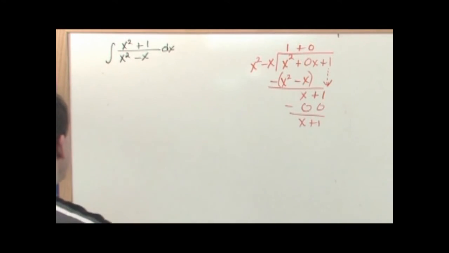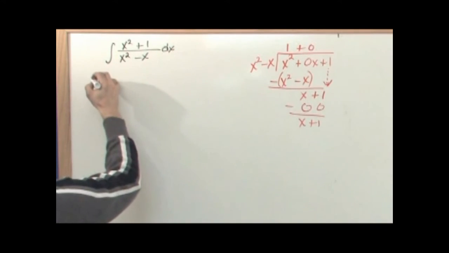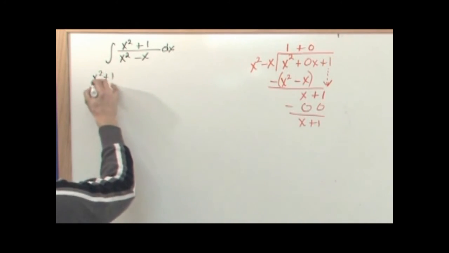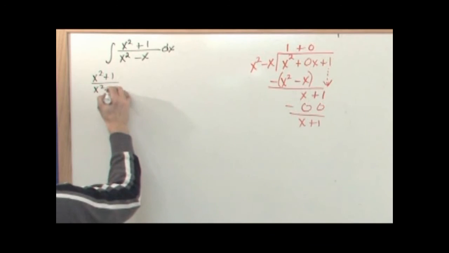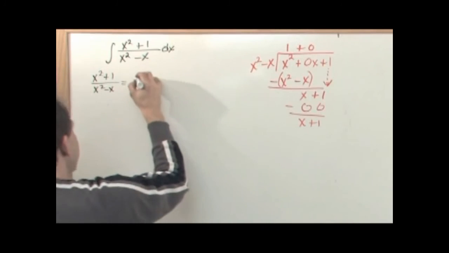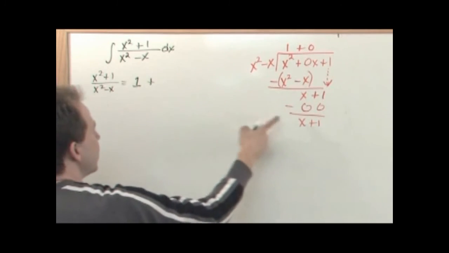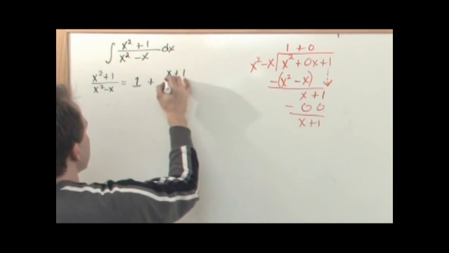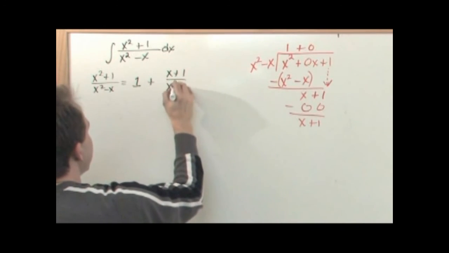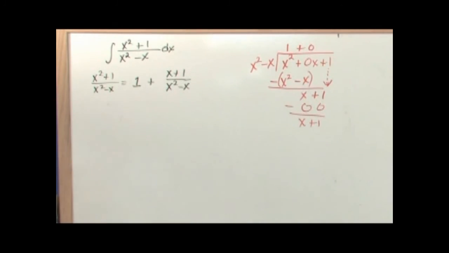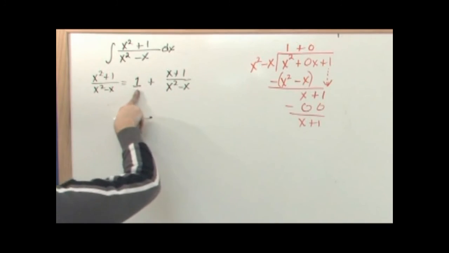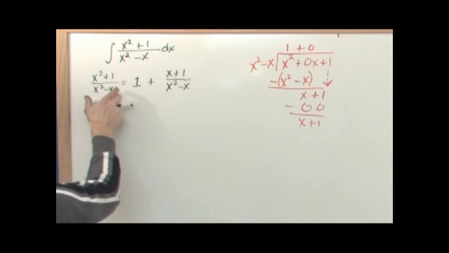And if you remember, the way we're going to write that is as follows. You write that as x squared plus 1 over x squared minus x is equal to 1, because we're doing that division, 1 plus our remainder, x plus 1 over what we divided by, x squared minus x. And if you look a couple of examples ago, I showed you why that's the case, and that's analogous to the regular division you do today. So this is what you have here, and notice that you have a 1, and this is what you have to integrate here. This is what's under the integral.